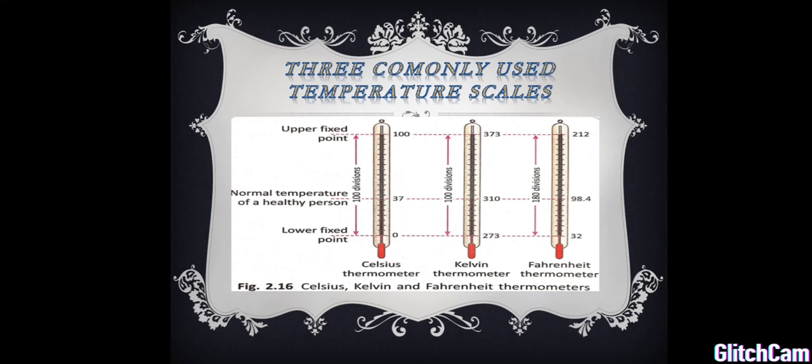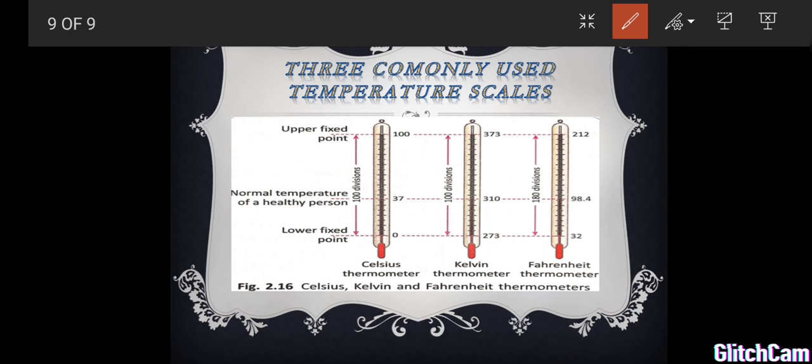Now there are three common types of temperature scales we are using. The first one is the Celsius scale, the second one is the Kelvin scale, and the third one is the Fahrenheit scale. In the Celsius scale, the lower fixed point is 0 degree Celsius and the upper fixed point is 100 degree Celsius. So in total they have 100 divisions, and each division is equal to 1 degree Celsius. In the same way in Kelvin, the lower fixed point is 273 Kelvin and the upper fixed point is 373 Kelvin. Here also we have the same 100 divisions, so each division is equal to 1 Kelvin.